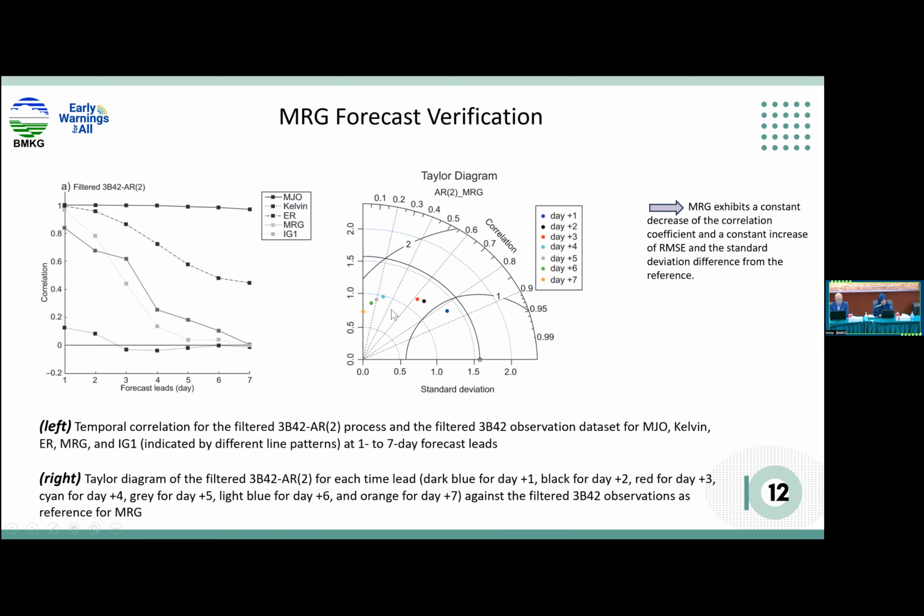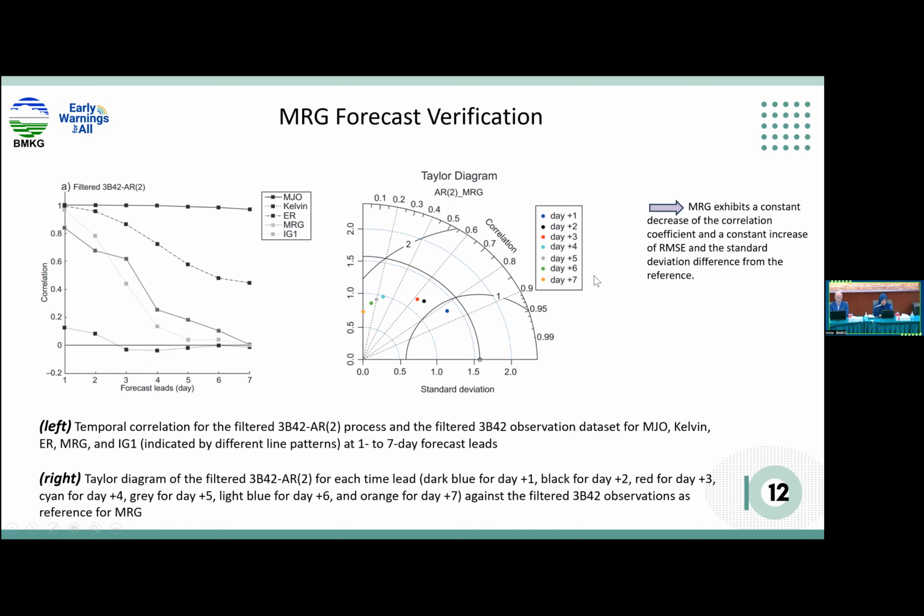And this is a Taylor diagram. It also shows that the correlation is lower and becomes lesser in day +7. And this is the observation. This is the standard deviation. The standard deviation also becomes higher in day +7.